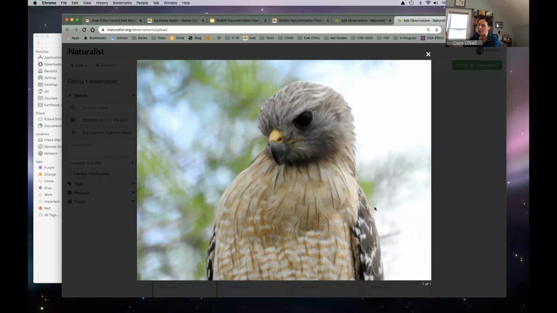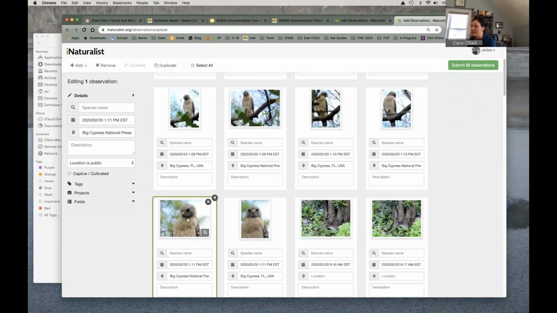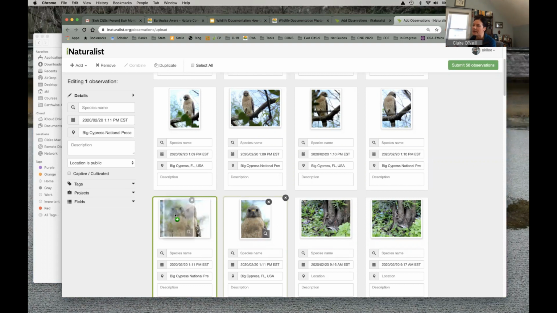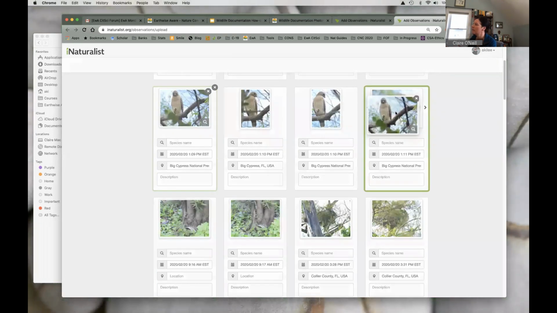I usually prefer a landscape versus a portrait, just because iNat would cut it in the thumbnail, right? So this is a little trick there. So I'm going to go with this one. That's going to be my first pick. And I'm going to simply pull them in. Right.